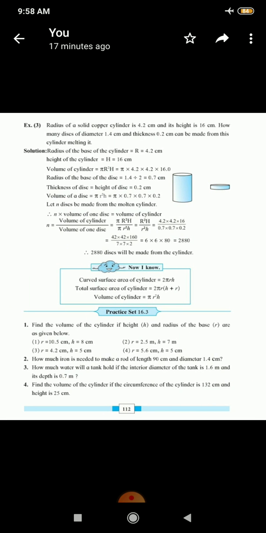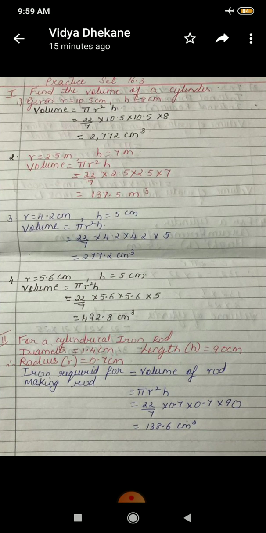Now let us go to the exercise. Practice set 16.3. The first one. Find the volume of the cylinder if the height h and radius of the base r are given as follows. First one, r is equal to 10.5, h is 8. Okay, so let us see the first one.